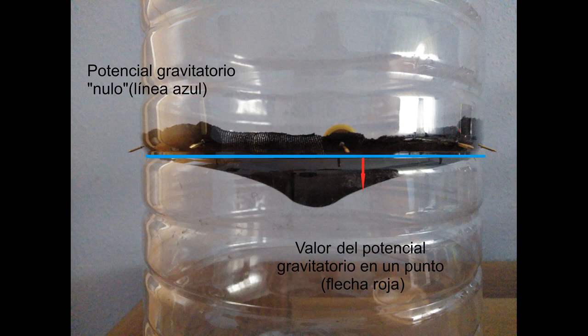Moreover, as you can see in the image, the value of the gravitatory potential can be seen as the distance between a point and the plane of the fabric when it's not holding any element. In the image, it would be the red arrow.